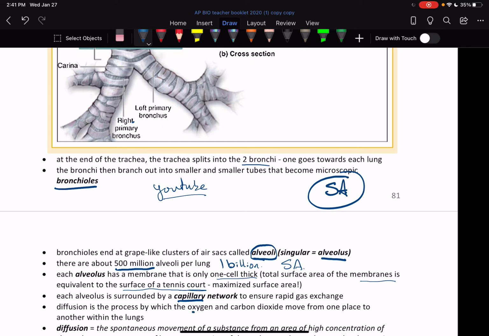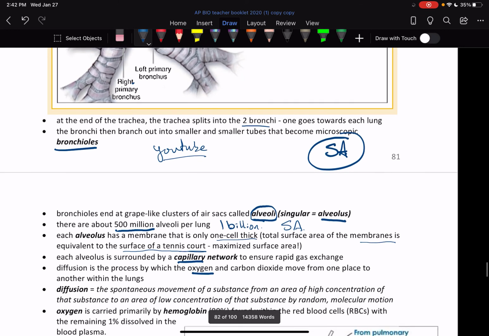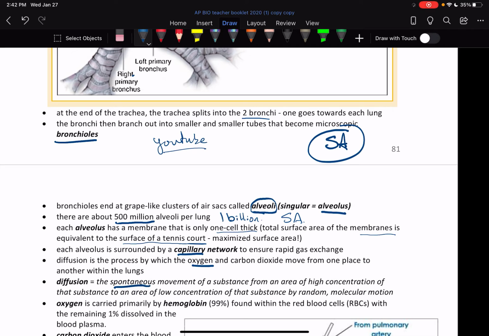We know that oxygen diffuses into the capillaries and carbon dioxide diffuses out of the blood and into the lungs, okay? Now, this process is spontaneous. It occurs based on the concentration gradient, okay? Substances will always move from high concentration to an area of low concentration, okay? And that's just a completely random molecular motion where they're bouncing around and they're going to end up spreading out from high to low, okay?